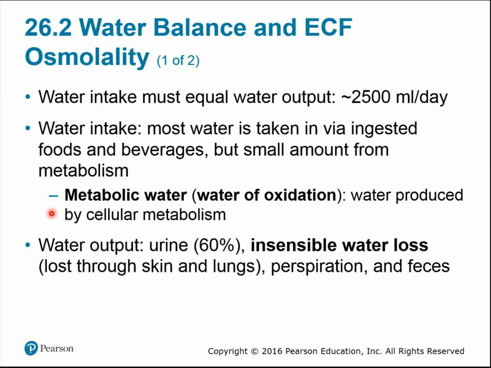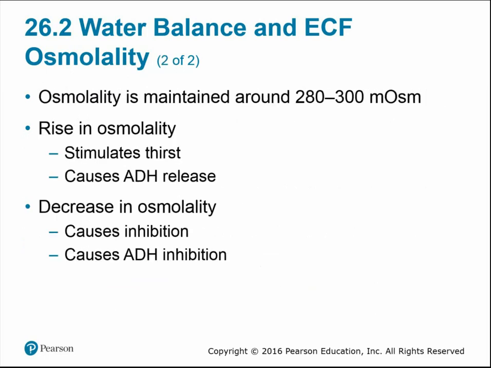So water output primarily comes from urine, about 60%. And then we have some other sources of water loss called insensible water loss, things like moisture evaporating through our skin and our lungs, as well as perspiration and feces.